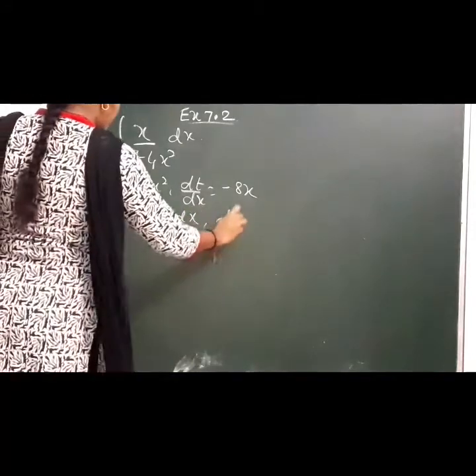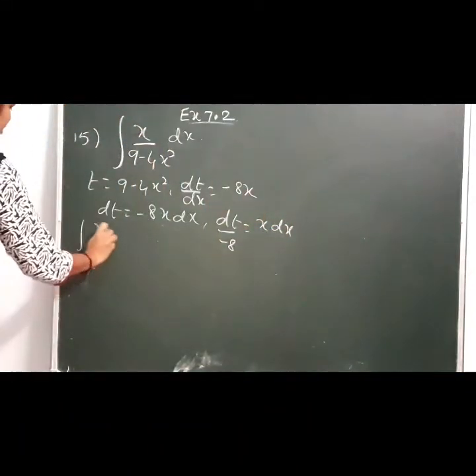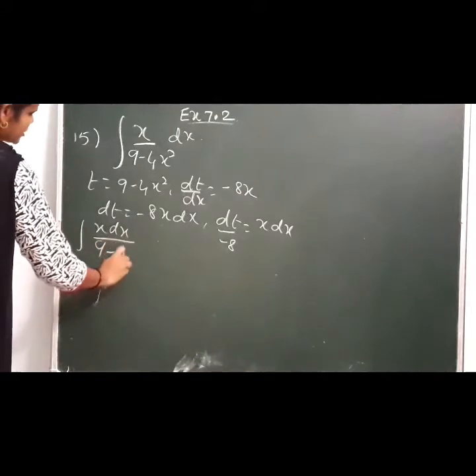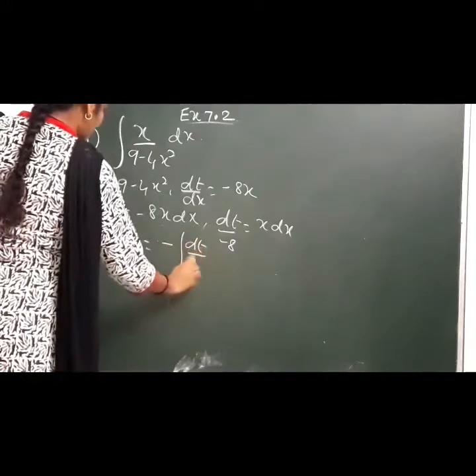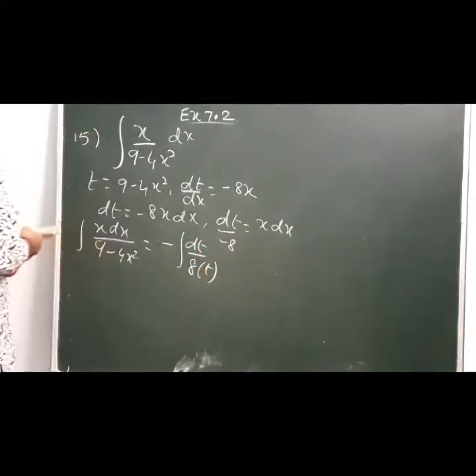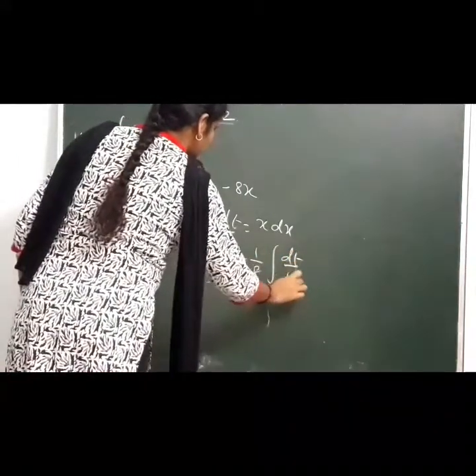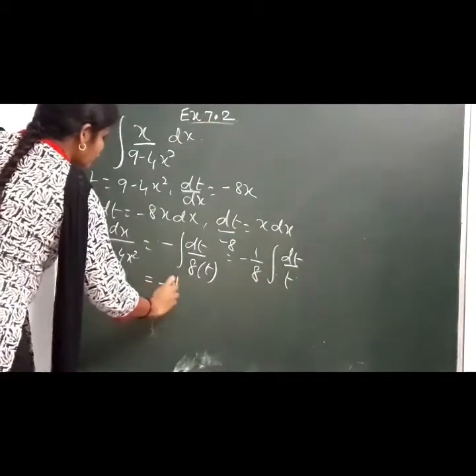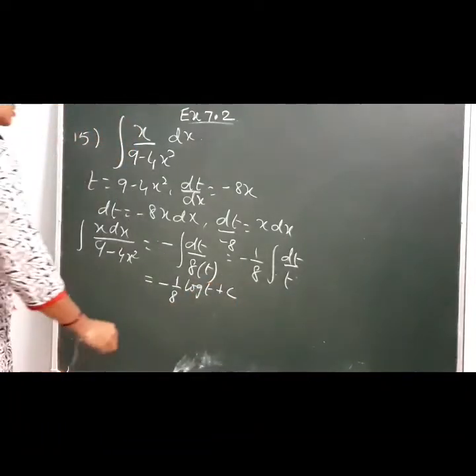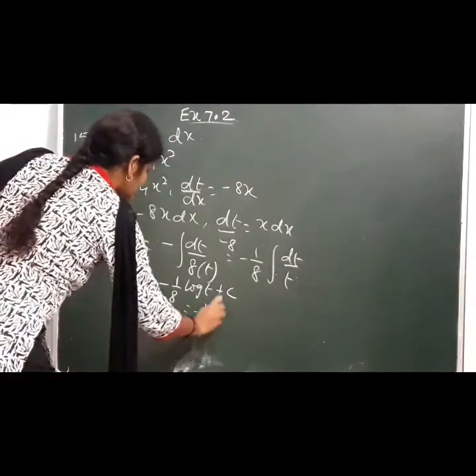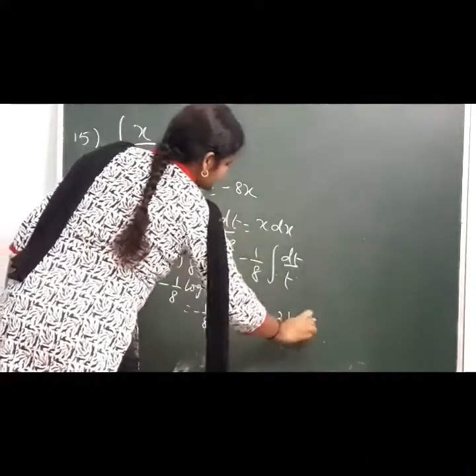So what will we get? dt upon minus 8 is equal to x dx. So the function can be transformed like this: x dx upon 9 minus 4x square. The minus comes outside, dt upon 8, and this is t. So 1 by t, we get minus 1 by 8 dt by t. That is minus 1 by 8 log t plus c, since the integration of 1 by t is log t. So the answer will be minus 1 by 8 log of, what is t here, 9 minus 4x square, plus c. This is the answer.